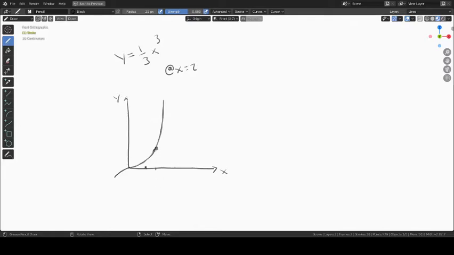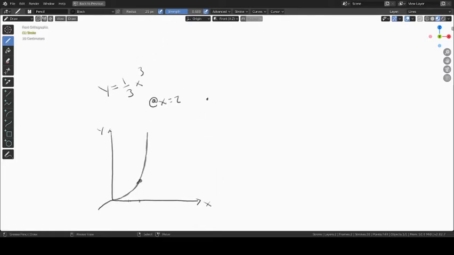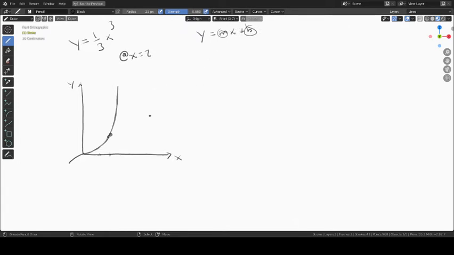So first thing we need to do, when you're looking for a line, you're going to have y equals mx plus b, right? So the two things that we need are m and b, and then x and y we can figure out later. So let's go ahead and do this.